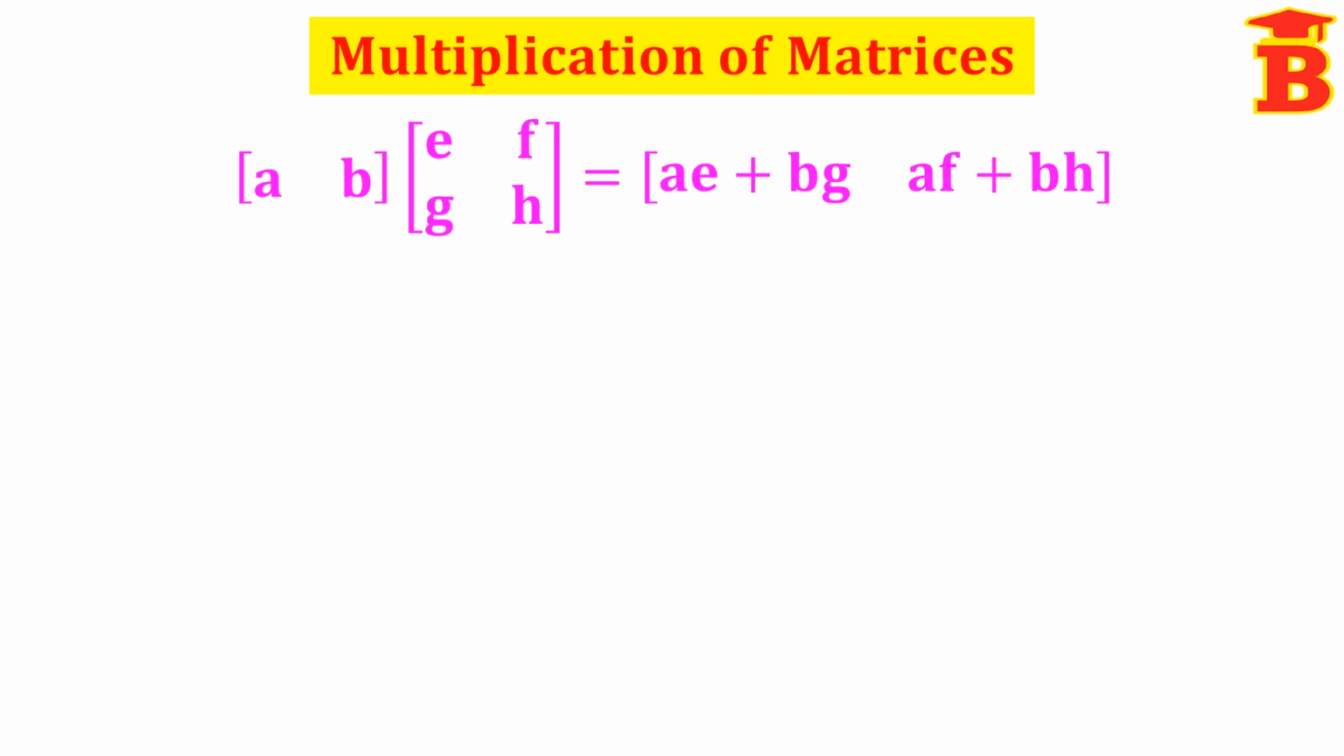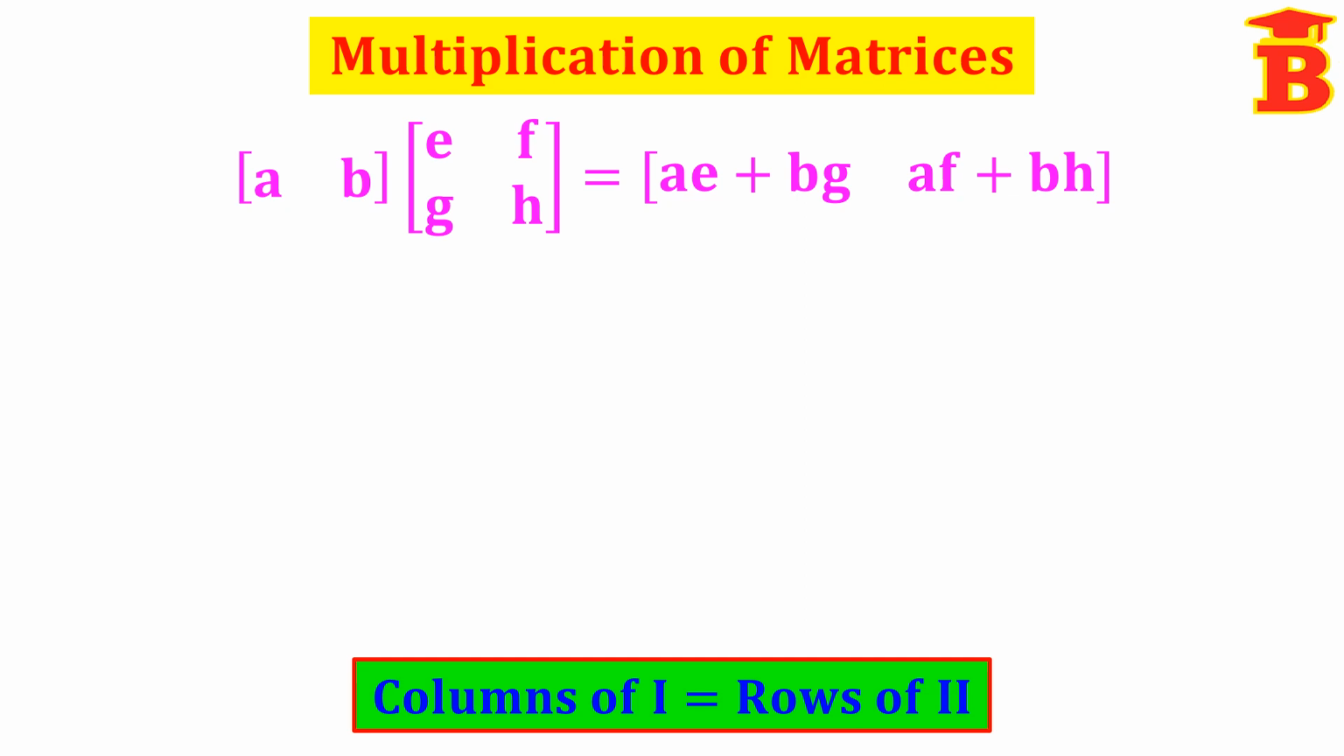Here for multiplication, the important condition is the number of columns in the first matrix should be equal to the number of rows in the second matrix. So columns of first matrix, here in the first matrix we have two columns, and rows in second matrix, here in second matrix we have two rows. So first matrix two columns, second matrix two rows.